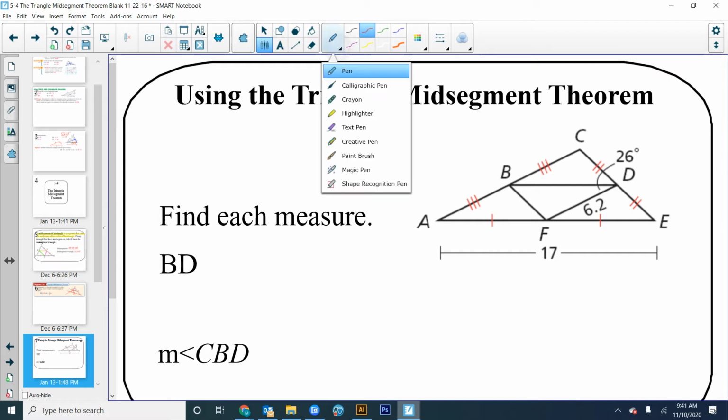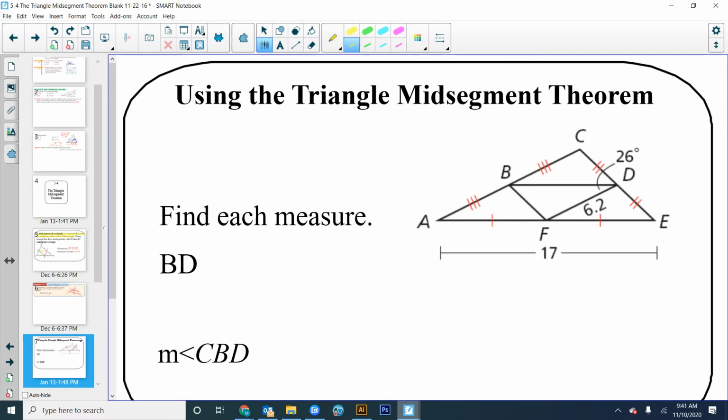All right, as you finish up, what's BD called again? BD is called a mid-segment, okay? Now, every mid-segment gets paired with a side of the triangle. What side of the triangle does BD get paired with? AE, do you see it? What's their relationship? BD is length compared to AE. Talk about length.